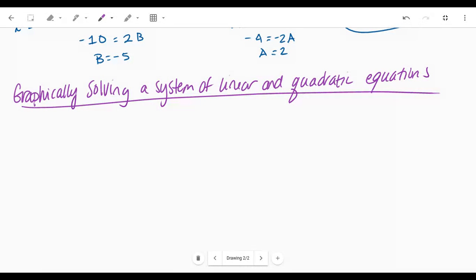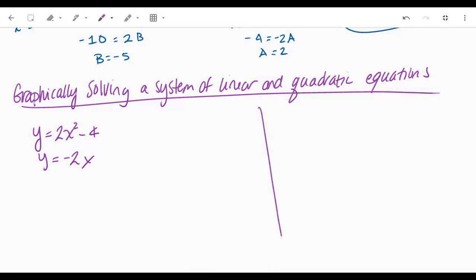Okay, so graph the system and then write its solution. So we have y equals 2x squared minus 4, and y equals negative 2x. Okay, so we're going to graph the parabola. So there's a lot of different ways you can graph the parabola, but finding points on it is probably going to work just fine for this. Okay, and the fact that you're solving it graphically means that the numbers are going to be nice. So we're not going to do anything too crazy here.